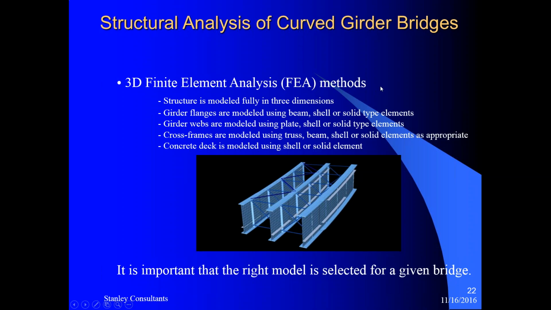3D finite element analysis methods. Here the structure is modeled fully in 3 dimensions, and usually the flanges are modeled using beam, shell, even solid type elements depending on the results being sought. And the girder webs are usually modeled using plate, shell, or solid elements. So this is a very, very sophisticated model, and cross frames are modeled by beam or truss elements.